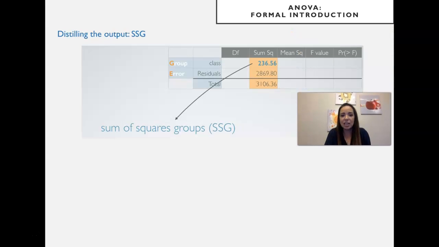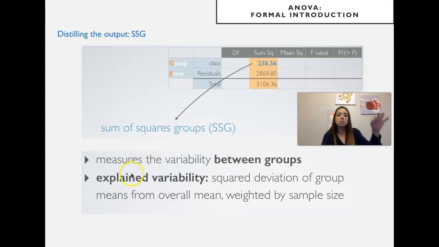Okay. Now let's learn how to compute the between group variability, the sum of squares of groups. So it measures the variability between the groups. Explained variability. That's the variability that we are explaining using the different means that I can compute from the different groups. That's why we call it. That's the variability that we're able to explain.